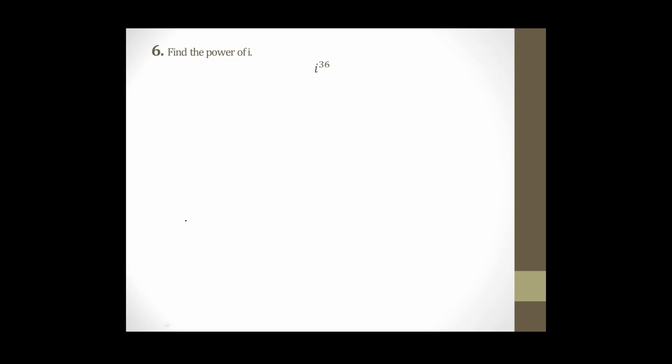All right, finding the power of i. What can really help you when you're finding the power of i is to memorize these four little notes. i is just i, but i to the second power we already know is -1. i to the third power is -i, and i to the fourth power is 1. And I'm stopping right here. I don't need to go any further.